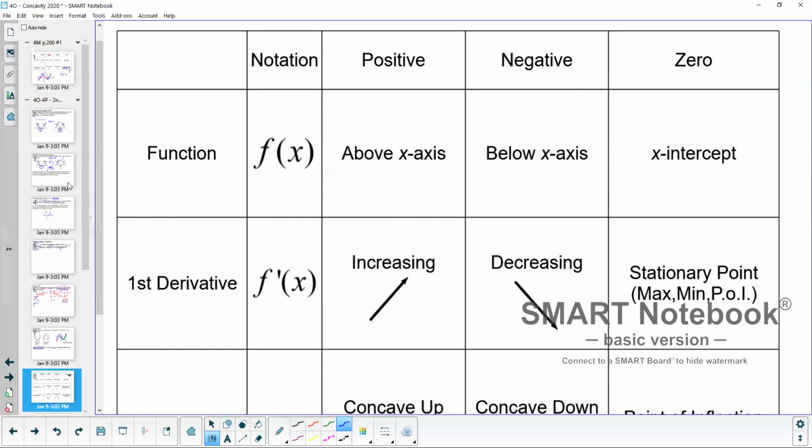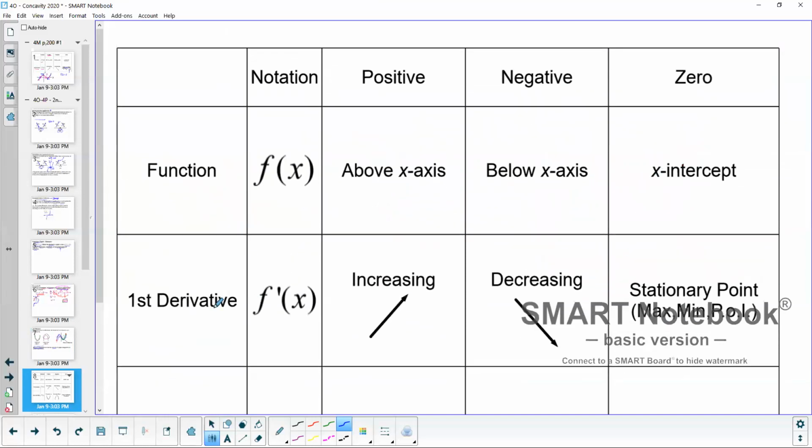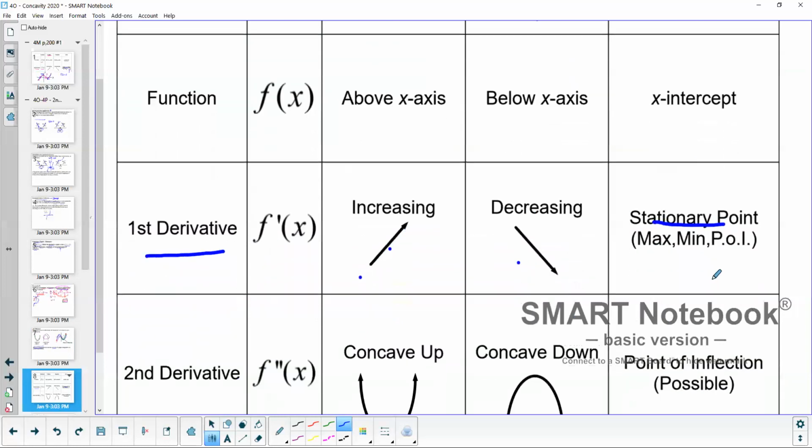And so we've got the function, which when it's positive, it's above the x-axis. When it's negative, it's below the x-axis. And when it's 0, it's an x-intercept. And so we then had the second part of this, which was the first derivative. When the first derivative is positive, we know it's increasing. When it's negative, it's decreasing. And when it's equal to 0, it's a stationary point, which we determined was either a maximum, a minimum, or my little shortcut here for point of inflection.